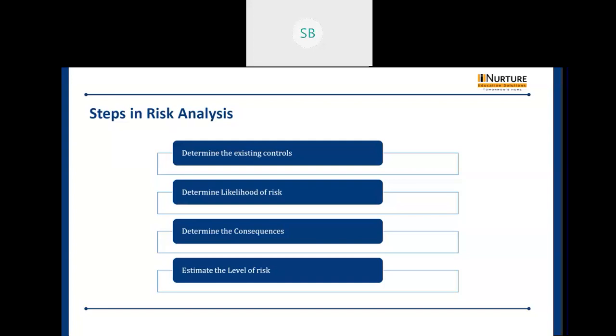Next is determining the likelihood of risk. In this step, basically the probability of occurrence of the risk is determined. There are several ways we can determine the probability. Now the determination of the likelihood, that is the probability of the risk, will help in accurate predicting.